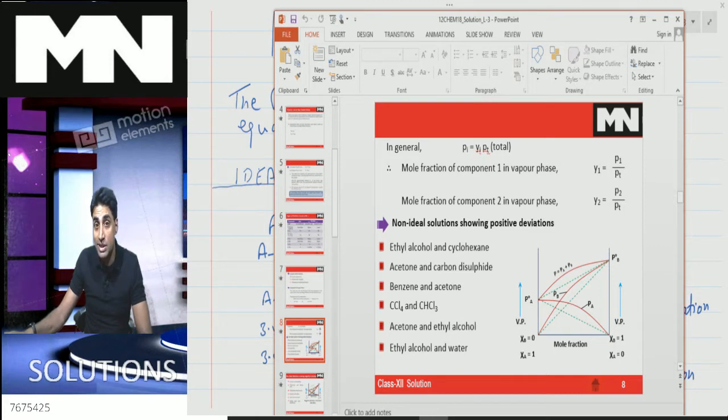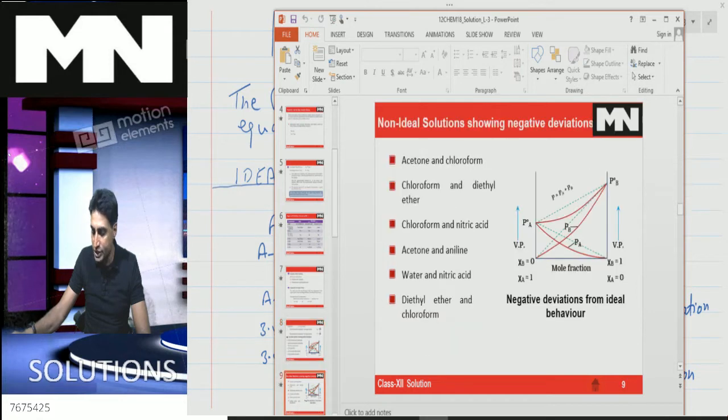So since there is no attraction, or we can say since there is a weaker attraction between the solute and solvent, they will have prominent tendency of moving into the vapor phase. That's why the vapor pressure will be more than that expected. So this is for the positive deviation. Next we'll see for negative deviation.